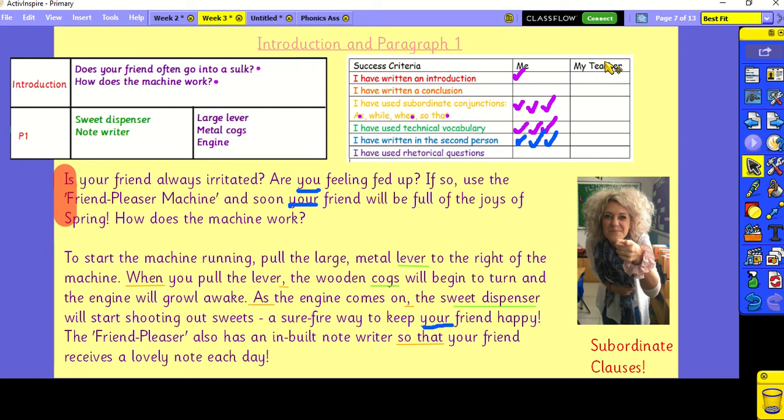To start the machine running, comma, pull the large metal lever to the right of the machine. When you pull the lever, comma, the wooden cogs will begin to turn and the engine will growl awake. As the engine comes on, comma, the sweet dispenser will start shooting out sweets, a surefire way to keep your friend happy. The Friend Pleaser also has an inbuilt note writer so that your friend receives a lovely note each day.